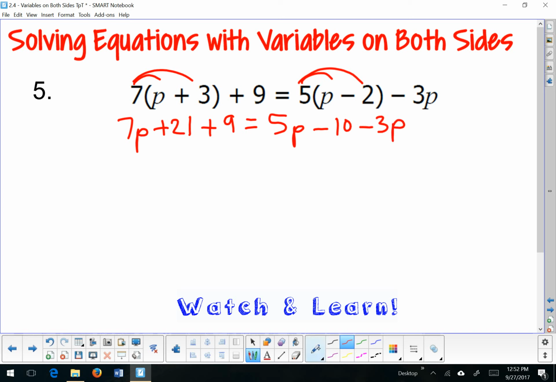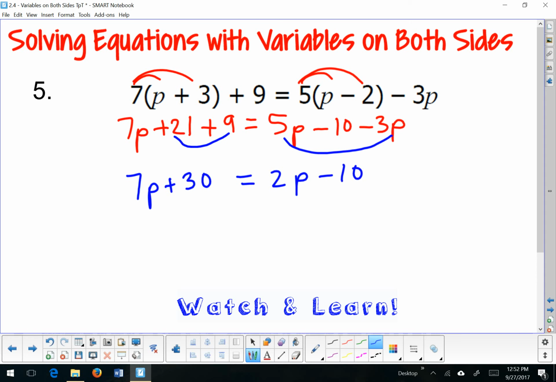Now in this case, my left side has 3 terms, so my constant terms can be combined. My right side also has 3 terms, and my variable terms are going to be combined. So that leaves me with a 7p plus 30 and a 2p minus 10. Alright, I'm going to choose to move my variables left, so I'm going to subtract 2p from both sides.